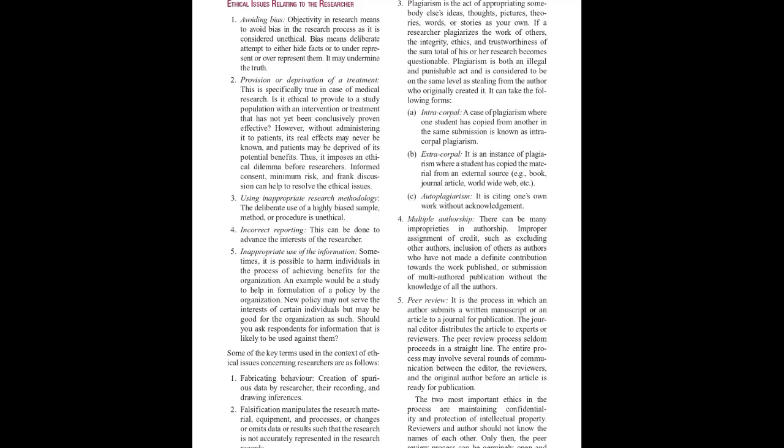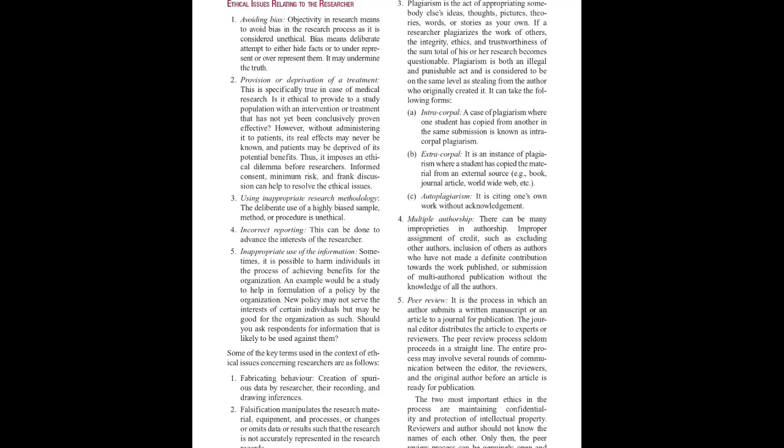4. Multiple authorship. There can be many improprieties in authorship. Improper assignment of credit, such as excluding other authors. Inclusion of others as authors who have not made a definite contribution towards the work published, or submission of multi-authored publication without the knowledge of all the authors.